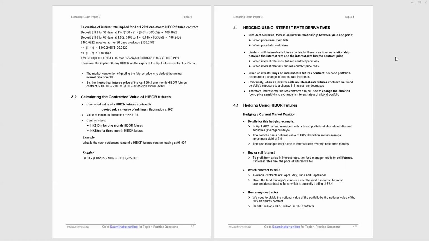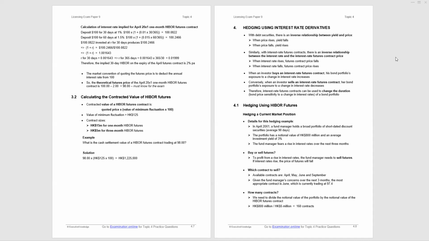1 plus R comes to 1.001643. Now remember, the R is for 30 days and we always express interest rates on an annual basis. So R for the 365, we take the 0.001643 and gross it up. And we do that by multiplying by 365 over 30. That's just the conventions used in this paper. And we get 0.01999. Well, we can round it up to 2%. So we're saying that given the structure of interest rates that we've been provided with, the implied 30-day HIBOR, and this would be the price in the market, would be 2%.